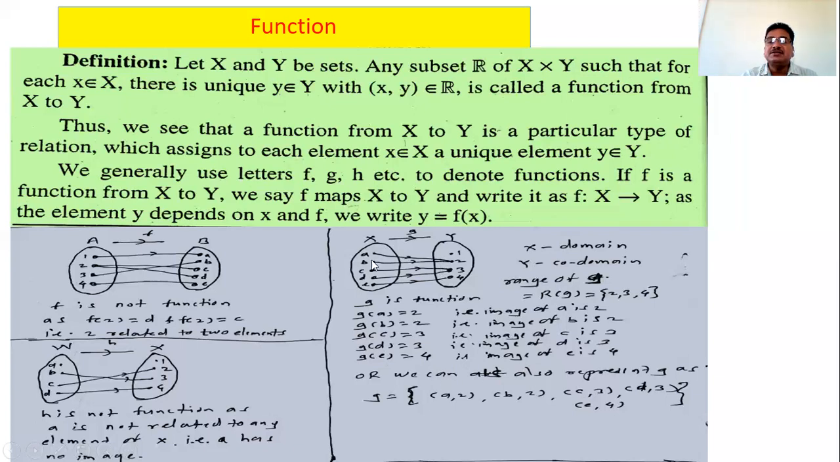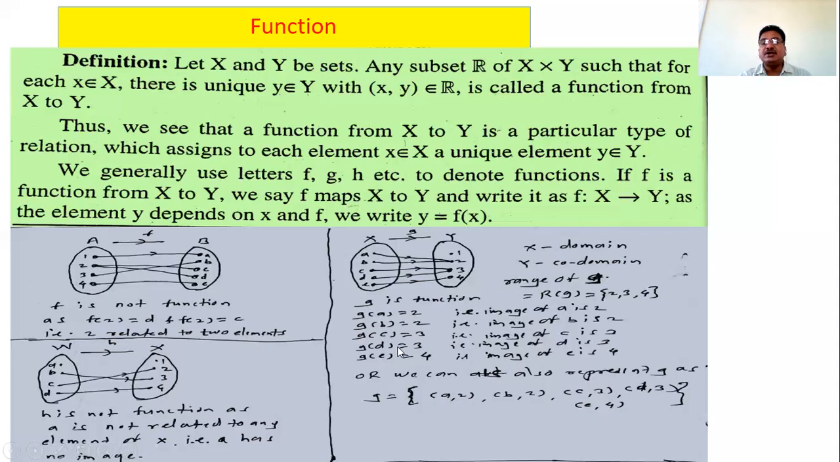We can also write this relation in the form of ordered pairs as a subset of X cross Y. So we can also write G in the set form, a set of ordered pairs. The set contains the element (A, 2). What is the meaning of (A, 2)? It means A is related to 2 under G, or GA is equal to 2. So we can write GA is equal to 2 in this fashion: (A, 2), (B, 2), (C, 3), (D, 3), (E, 4). That is the ordered pair (E, 4).